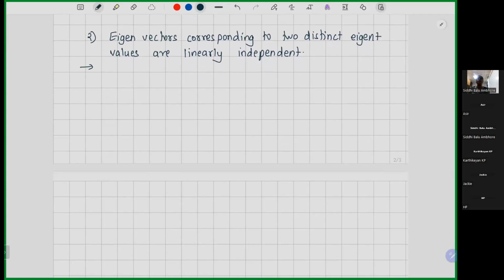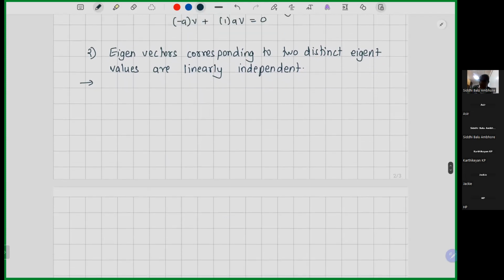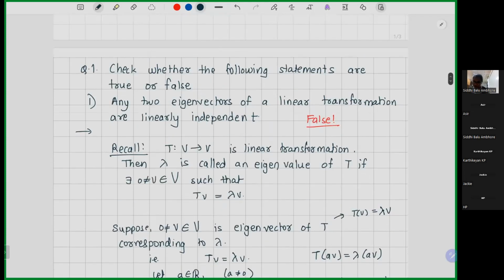So they are asking for linear independence of two vectors. So let us start. Okay, let us see. Is T given as linear, or is it given? No. Okay.